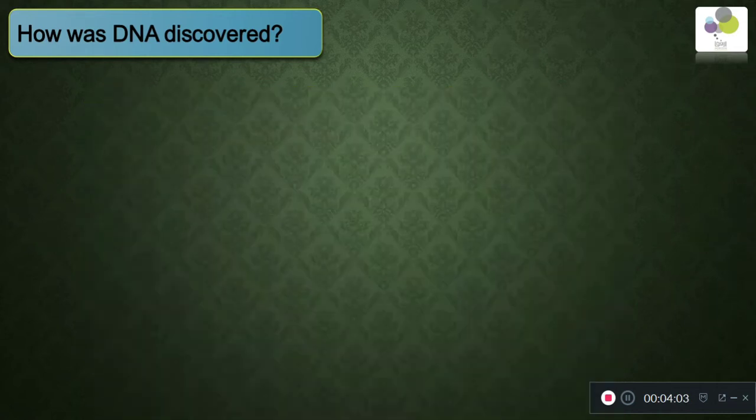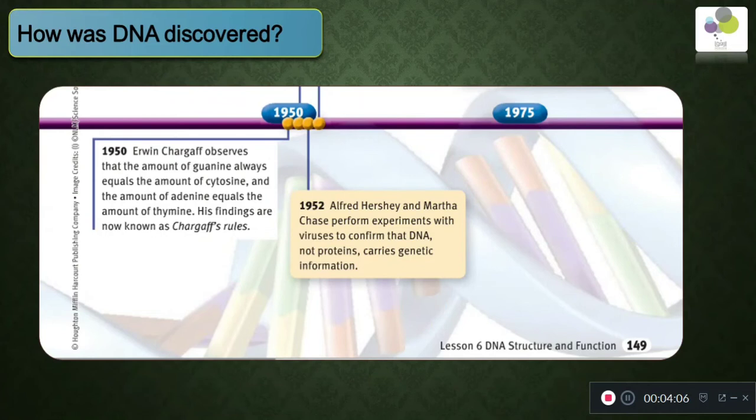We have another important scientist to know, Erwin Chargaff. He discovered that the amount of adenine equals the amount of thymine, and the amount of guanine equals the amount of cytosine. He called this rule Chargaff's rule.